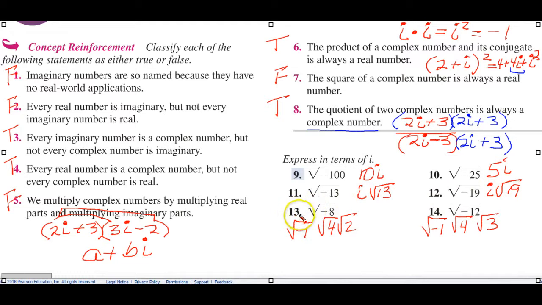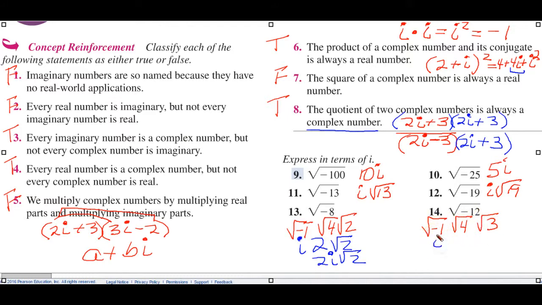Now, I left these sort of undone in that when you have the square root of -8, you take out the square root of -1, which is I. The square root of 4 is 2. And then what's left is the square root of 2. So this would be written usually 2I, the square root of 2. We usually put the letter after the number. And the same thing here.